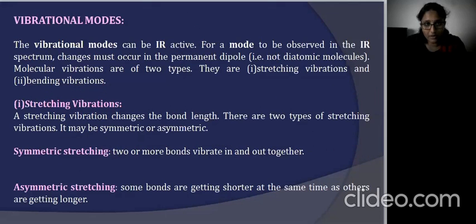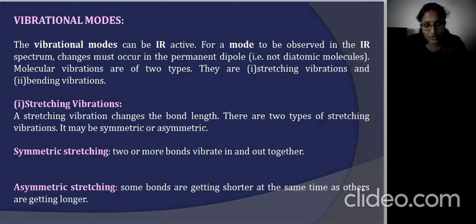So the vibrational modes. The vibrational modes can be IR active, as I told you. For a mode to be absorbed in the IR spectrum, changes must occur in the permanent dipole. That is not so for diatomic molecules. There are two types of vibrational modes, stretching vibration and bending vibration. What is stretching vibration? This type of vibration changes the bond length of a molecule. There are two types of stretching vibrations. It may be symmetric or asymmetric.